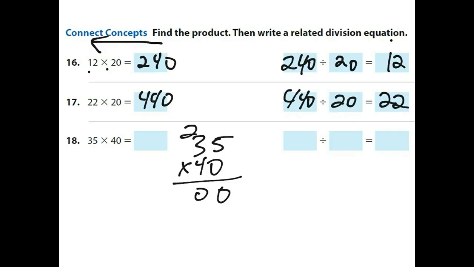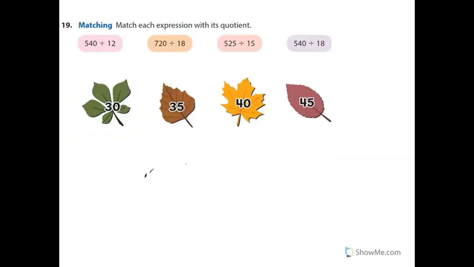4 times 3 is 12, plus 2 is 14, so 1,400. So now we can have 1,400 divided by 40 equals 35. So on number 19, I want to show you another strategy that we can use. It uses powers of 10 and division. I call this the Big 7. Some teachers call it partial quotients. Some people call it the hangman because it looks like it.